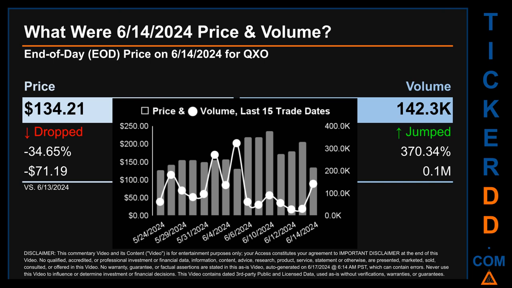The graph shows price and volume for the last 15 trade dates. Across a range of $107.69, the max and minimum end-of-day price were respectively $235.61 and $127.92. Volume saw a range of 296.3 thousand, from a day low of 27.8 thousand to a day high of 324,000.